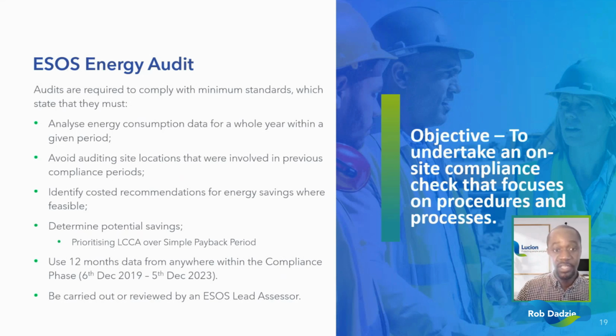Now, whilst the assessment needs to include the reference period, the energy audit can be carried out anywhere between the 6th of December 2019 and the 5th of December 2023, that 4-year period. So there's more flexibility there. You need to avoid auditing site locations used in previous compliance periods. So if you've audited sites in phase 2, you cannot use them in phase 3.